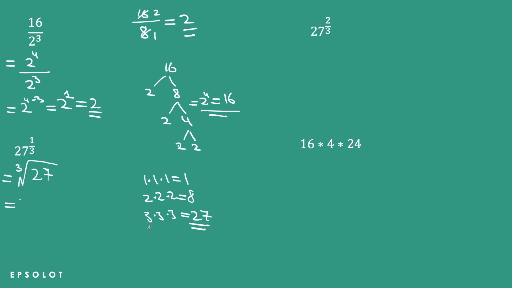So that means that 3 raised to the power of 3 gives you 27, so the answer to this cube root is 3.